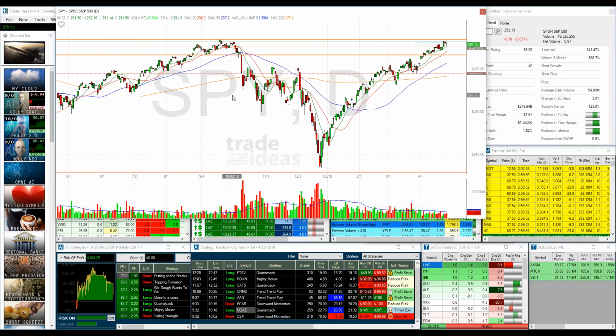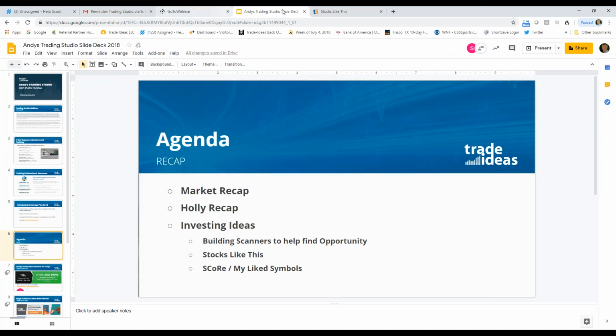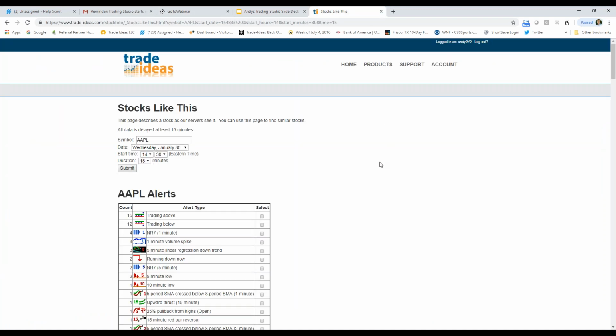how can we use our scanner to kind of help us find this? Well, let's take a look at a fine tool that we have that's called Stocks Like This. And I've already gone ahead and put this together, guys. So if you just go and Google Stocks Like This, you'll find it, okay? We have it on our website too, but just Google Stocks Like This and you'll see it, Trade Ideas.